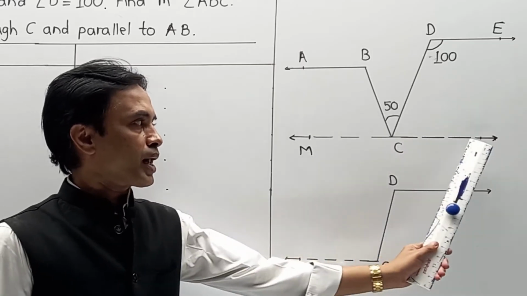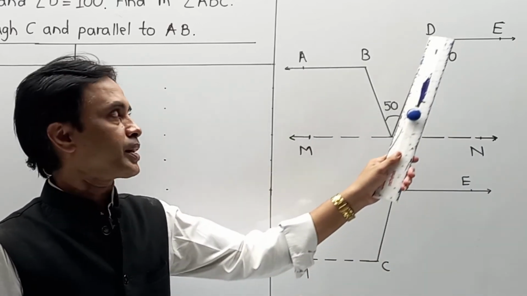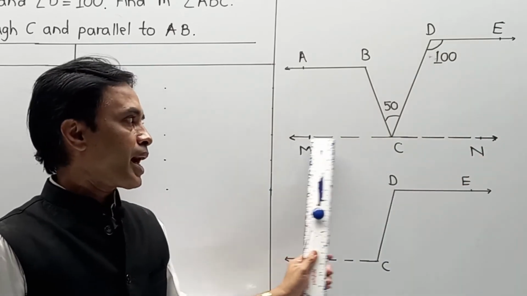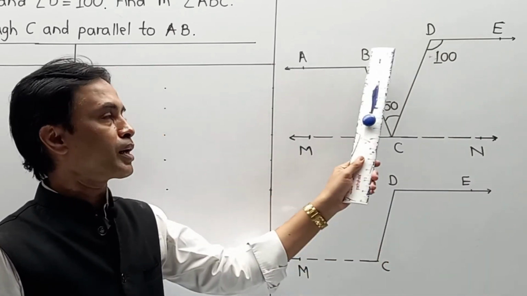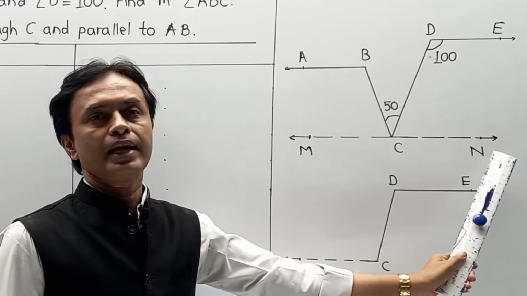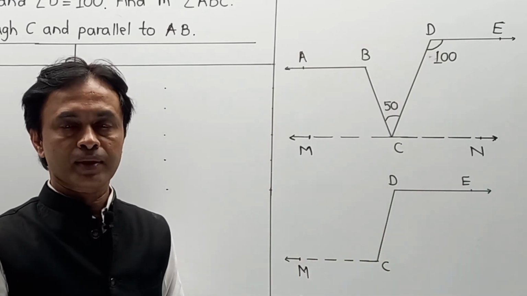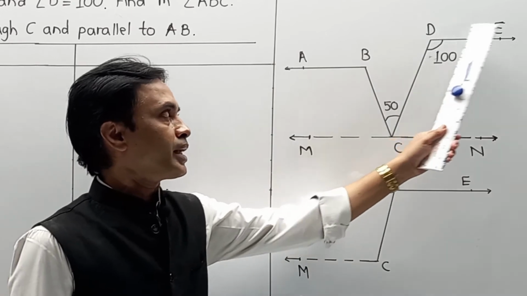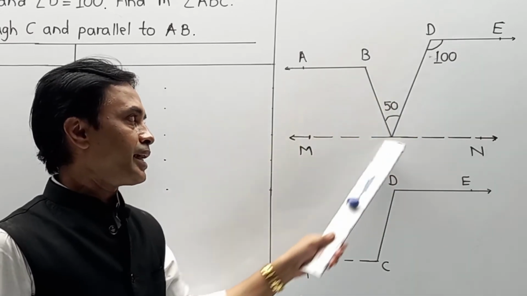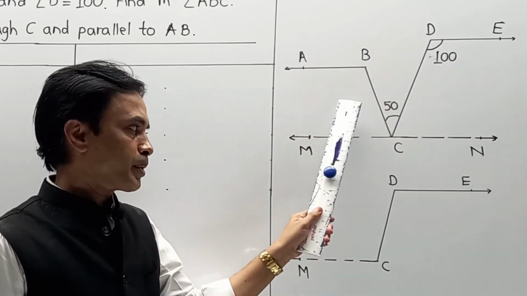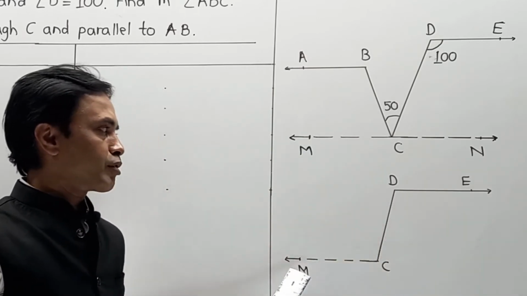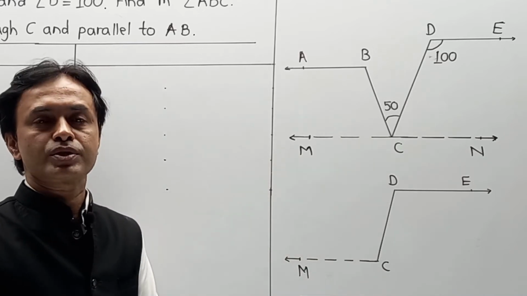Here, as we have drawn a line MN which is parallel to AB, naturally it is parallel to DE also, because AB and DE are already given as parallel. As this MN which is passing through C is parallel to AB, naturally it is parallel to DE. In short, here AB, DE and MN, all three lines act as parallel lines. In step 1, we are going to take DE parallel to CM, and DC acts as a transversal. If you are unable to understand, observe over here.